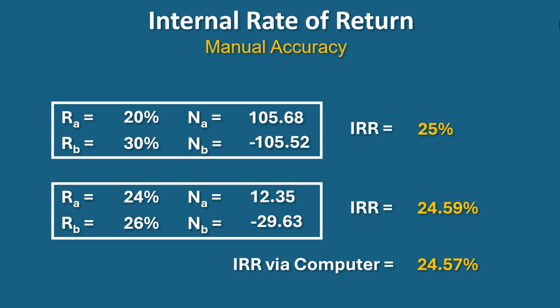Which is very close to the computer's answer of 24.57%. So, the discount rate at which the NPV becomes zero is approximately 24.57%. This is a manual calculation, but it is near to the computer calculation because we took discount factors whose NPV is closer to zero. So, use caution to get the most accurate answer.